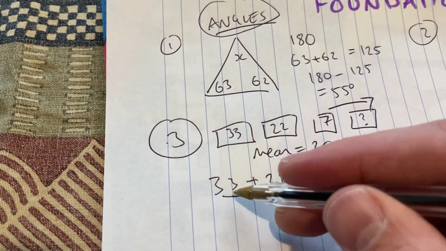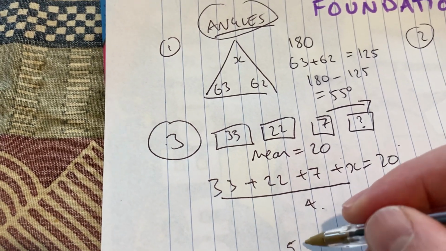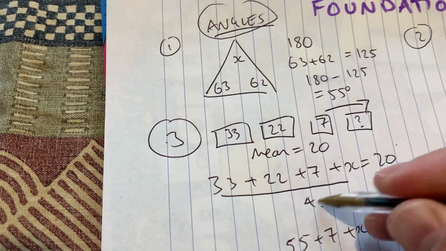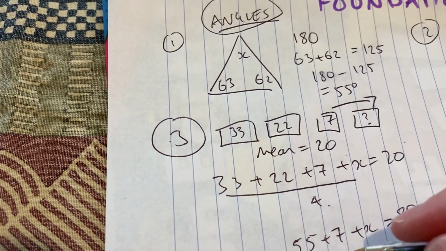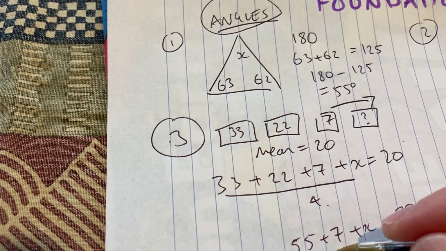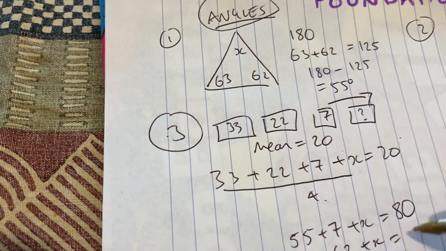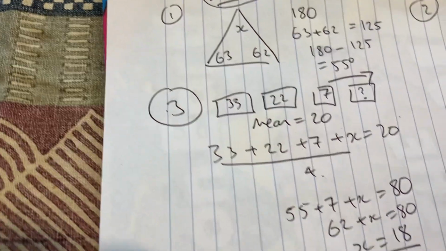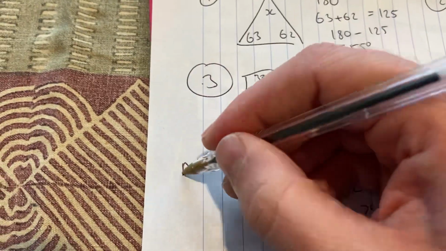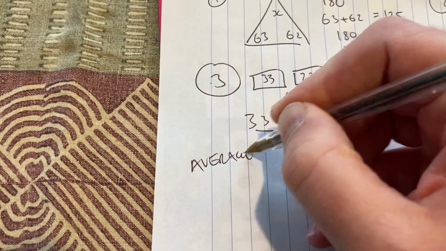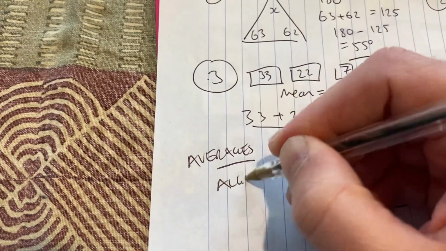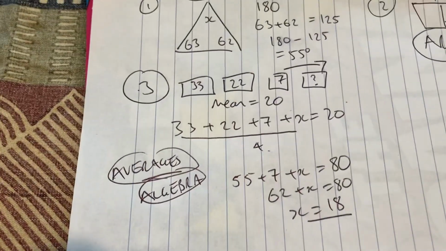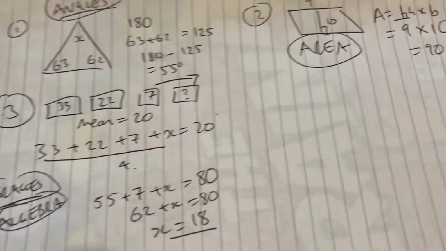So we know that 55 plus 7 plus X is going to equal 80, just multiplying through there by 4. So I get 62 plus X is 80. Solve this equation, X equals 18. So averages would be the topic there, but I've had to use a bit of algebra. Okay? So I hope that helps those two topics.